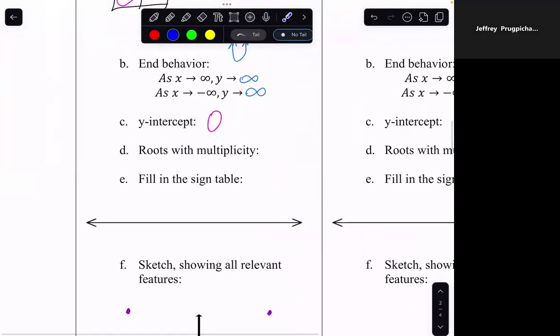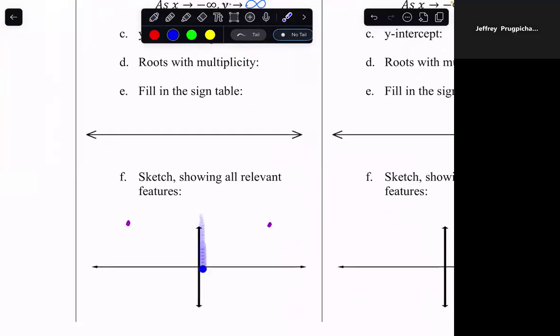Okay, the next thing we did was we found the y-intercept. So the y-intercept of 0 means the graph crosses the y-axis at 0. So I'll go ahead and put a point at the y value of 0. In case you can't see it, it's right here.